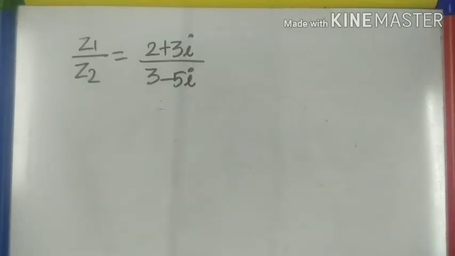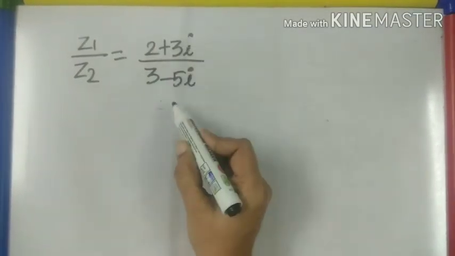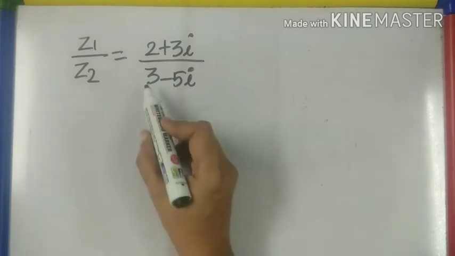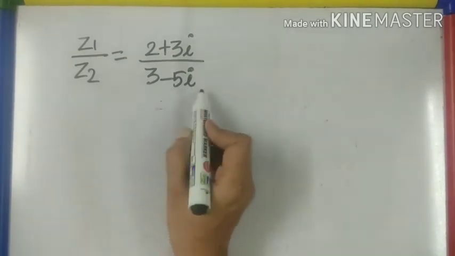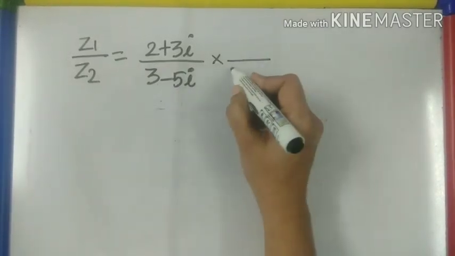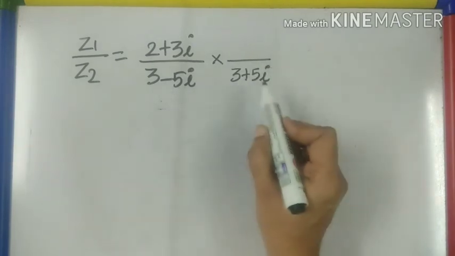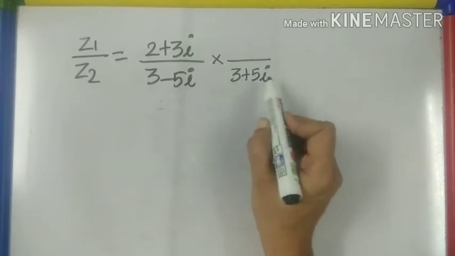Now the question is how to divide two complex numbers. 2 plus 3i by 3 minus 5i. Now in complex numbers, let us remember a very important condition that we do not keep a complex number in the denominator. Supposing a complex number comes in the denominator, multiply the numerator and denominator by the conjugate. Remember the word conjugate? Minus 5i means it will be plus 5i. So 3 minus 5i, the conjugate will be 3 plus 5i.